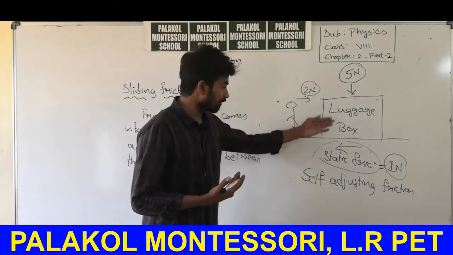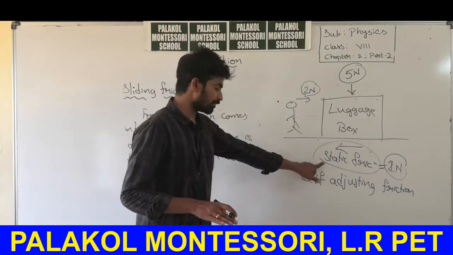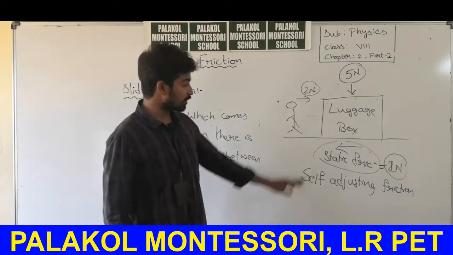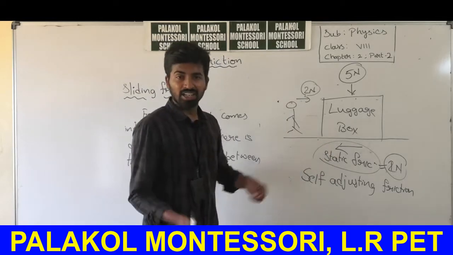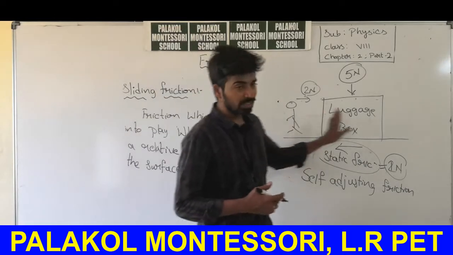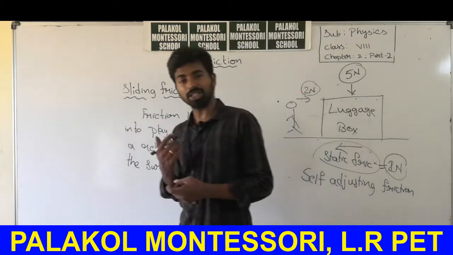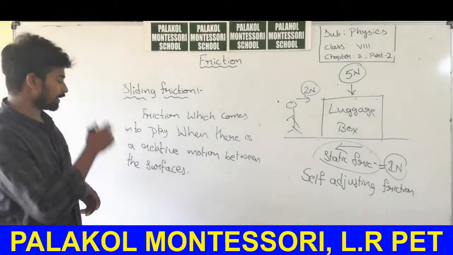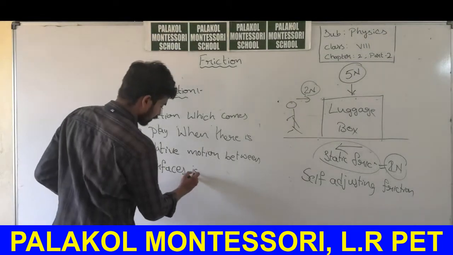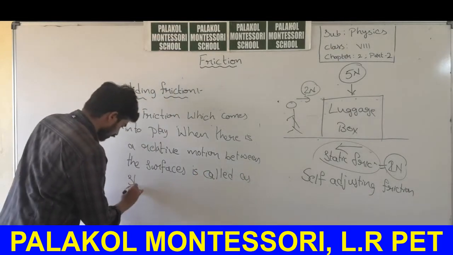Static friction is the friction which comes into play when there is no relative motion between them. Of course, the luggage box is not moving, but which friction will be there? Static friction will be there. When there is no relative motion between the surfaces, static friction will act. When the object is in motion, then sliding friction will act. The friction which comes into play when there is relative motion between the surfaces is called sliding friction.